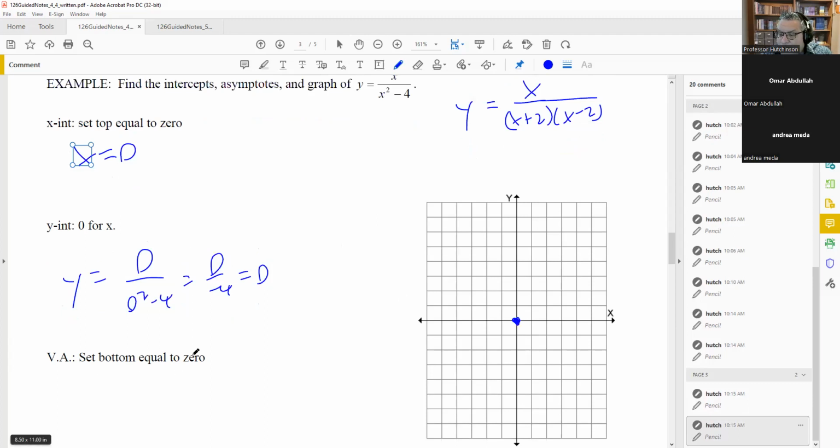Now we want to find the VA. The VA, you're going to set the bottom equal to 0. So we already factored this, x plus 2, x minus 2 equals 0. So x equals -2 and x equals 2. Let's put those on here. Okay, vertical lines, we have -2 and 2 on here. So now we have that.